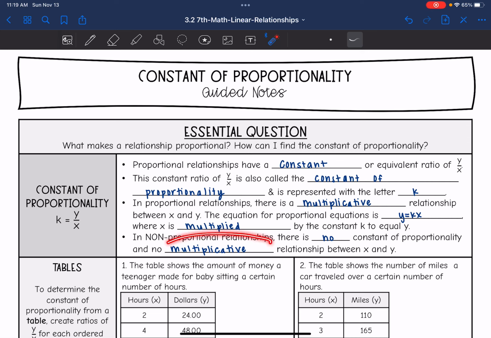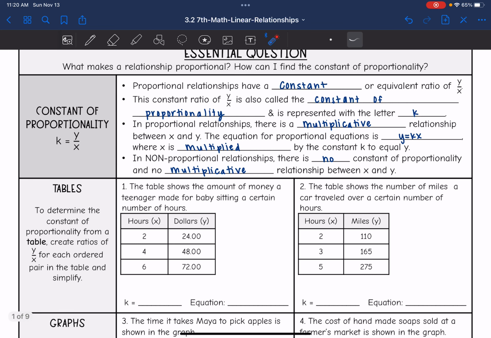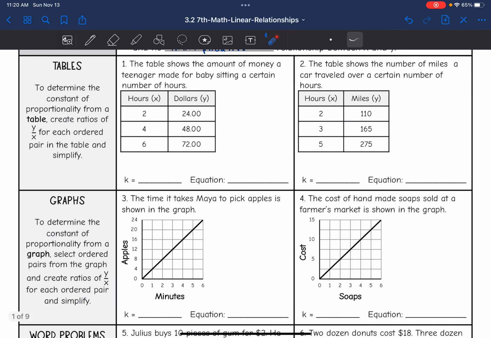So if you see this multiplicative relationship, that means that it is a proportional relationship, and whatever we are multiplying by is that constant of proportionality. So we're going to identify the constant of proportionality k and then the equation y equals kx for the relationships below. So let's start with tables. To determine the constant of proportionality from a table, we are going to create ratios of y over x for each ordered pair in the table and simplify.